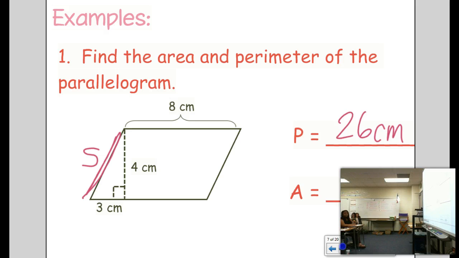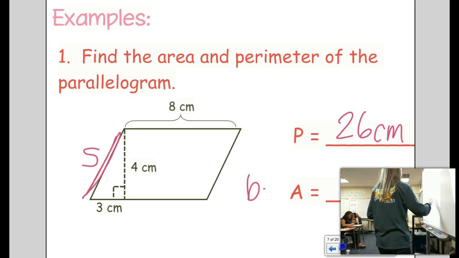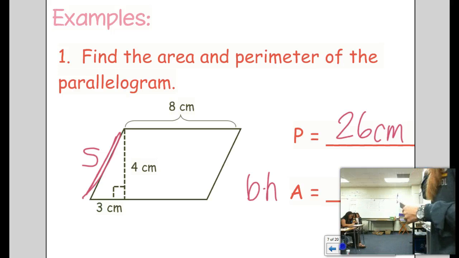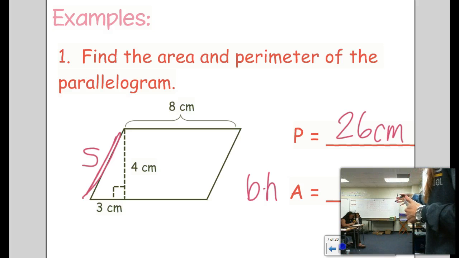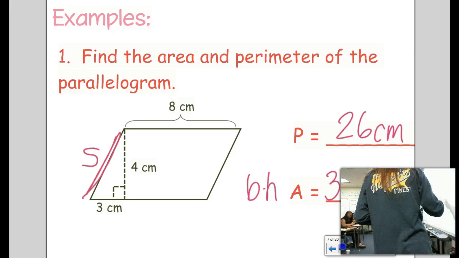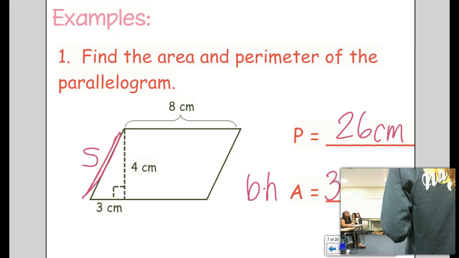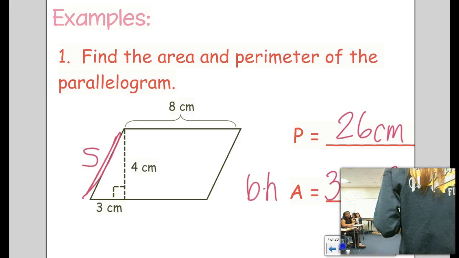Area, base times height. What's the area? Do I do 4 times 8? Yes, you do. Perfect. 8 times 4 is 32. 32 centimeters squared because it's area.